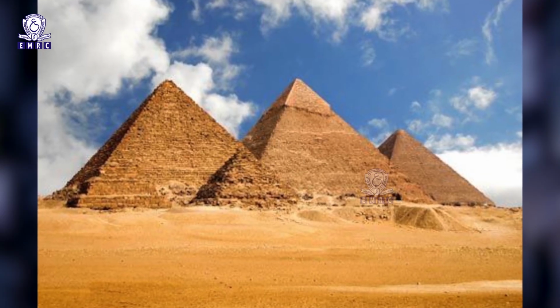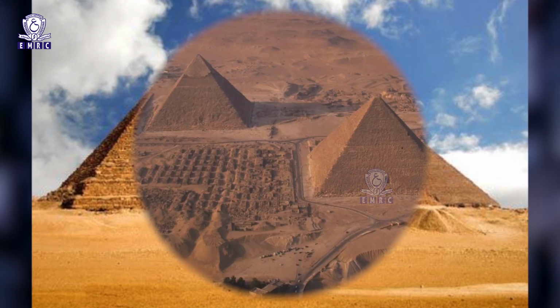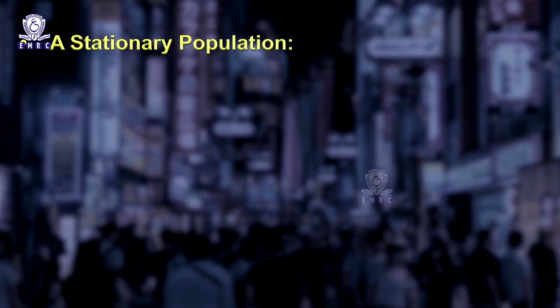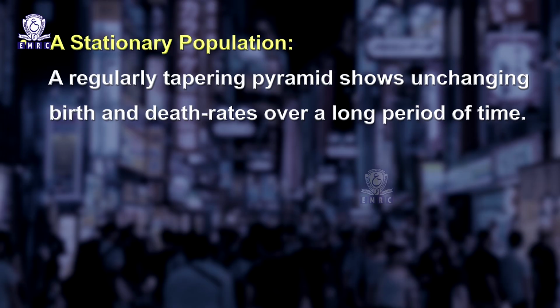The shape of the pyramid can indicate the history and characteristics of the population portrayed. Thus, three kinds of shapes are associated with three kinds of population situation. 1. A stationary population. A regularly tapering pyramid shows unchanging birth and death rates over a long period of time.